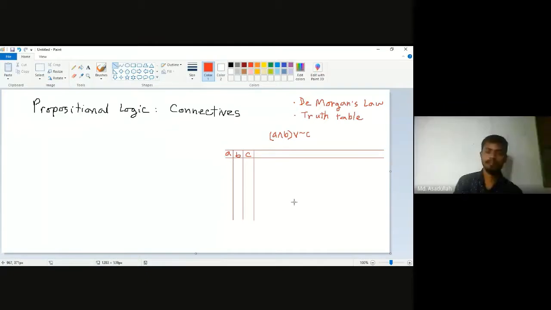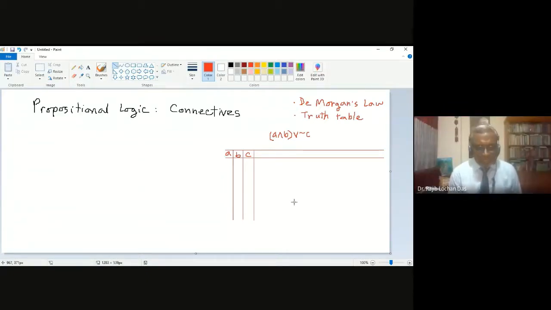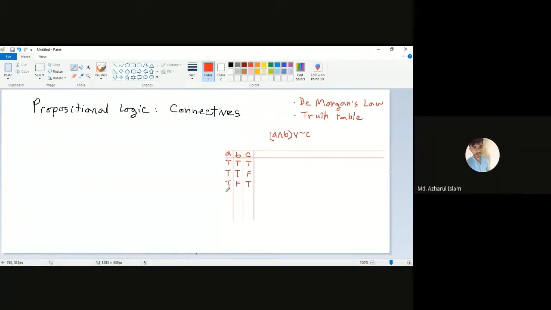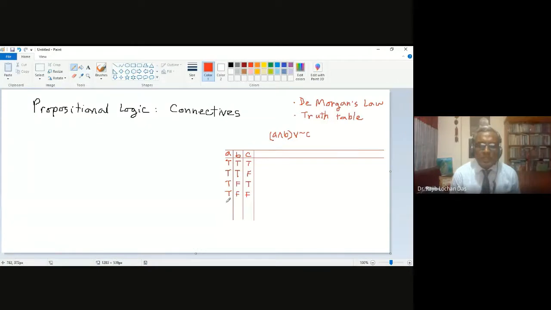Yes, sir. So in this case, I told you in the last class, in discrete mathematics, in propositional logic, you will actually use T and F. So what you will write? You will write T, T, T, right? And then T, T, F. And then what you will write in the next line? T, F, T, then T, F, F, then F, T, T, and F, T, F.